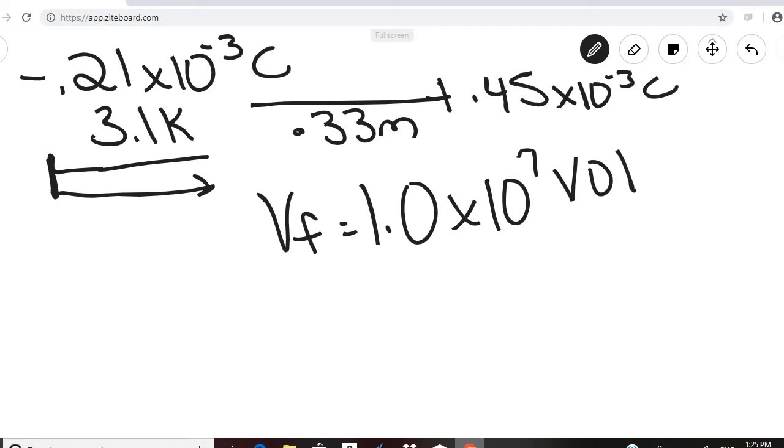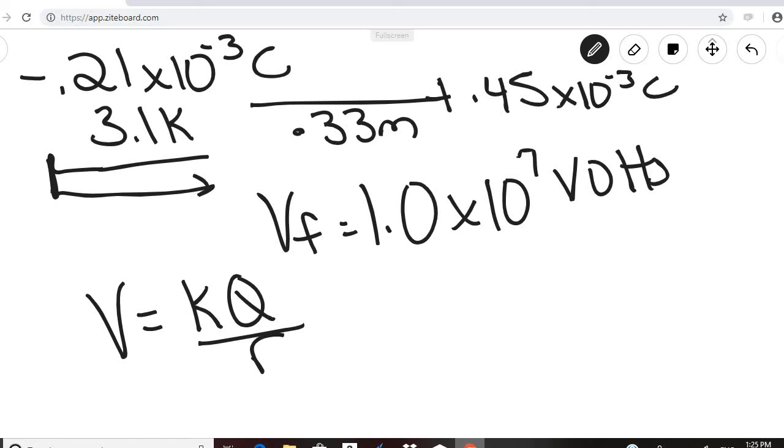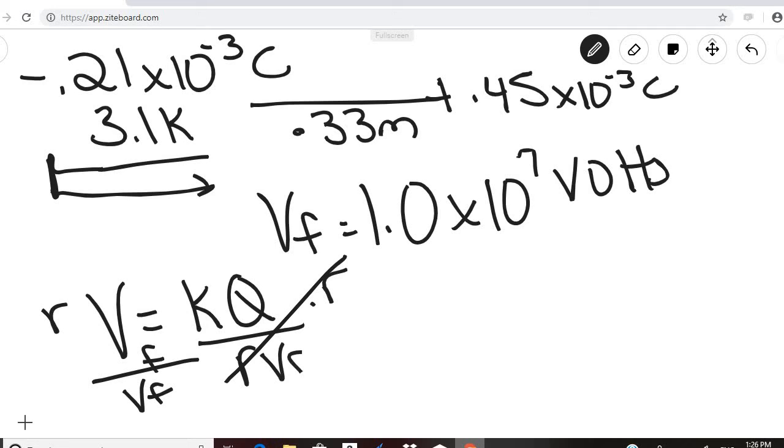Well, now we can use our equation that V is equal to K times Q divided by R. This, in this case, will be the VF. So we're going to solve for R, multiply both sides by R, divide both sides by VF. So R is equal to K times Q divided by VF.